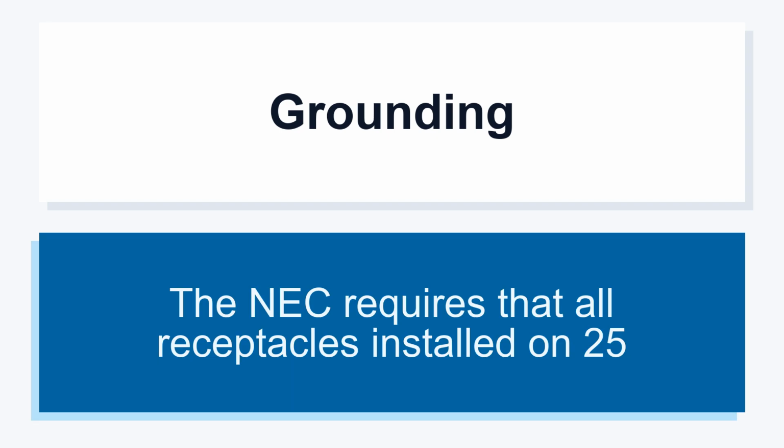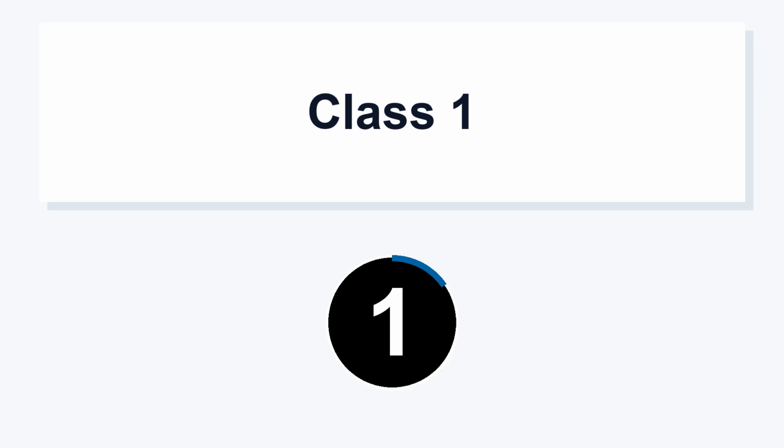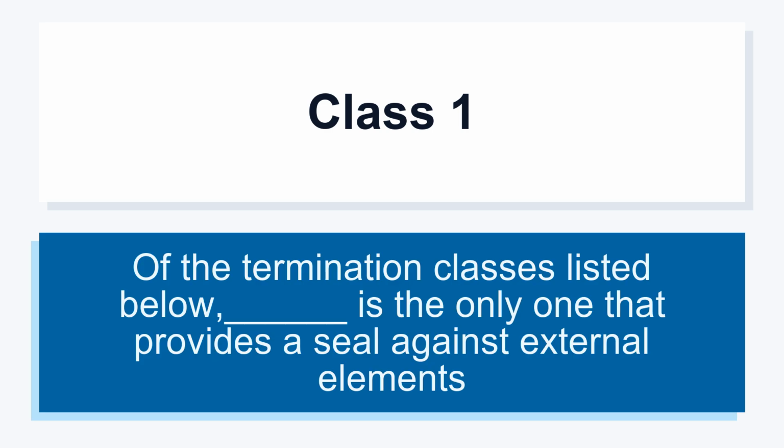Grounding. The NEC requires that all receptacles installed on 25 be grounded. Class 1. Of the termination classes listed below, which is the only one that provides a seal against external elements?